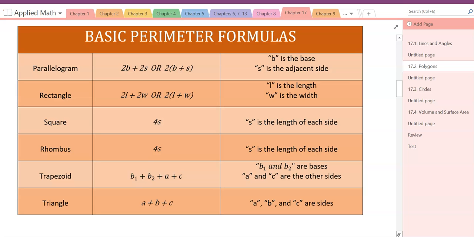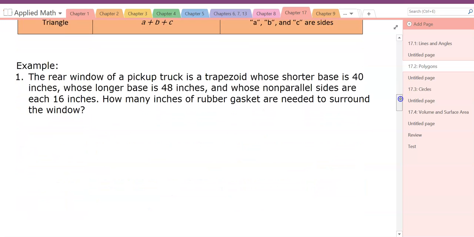Okay, so let's do some examples with finding perimeter.